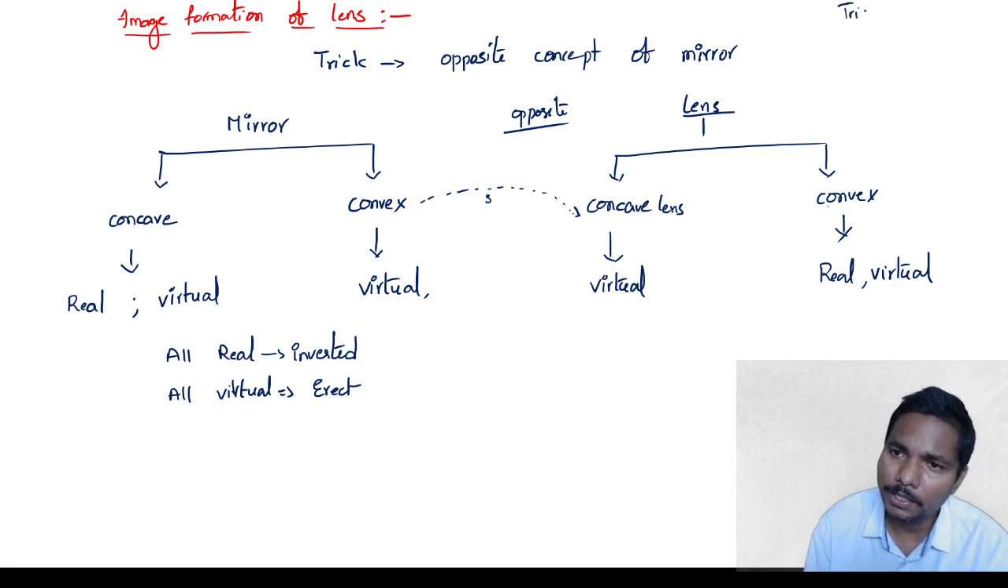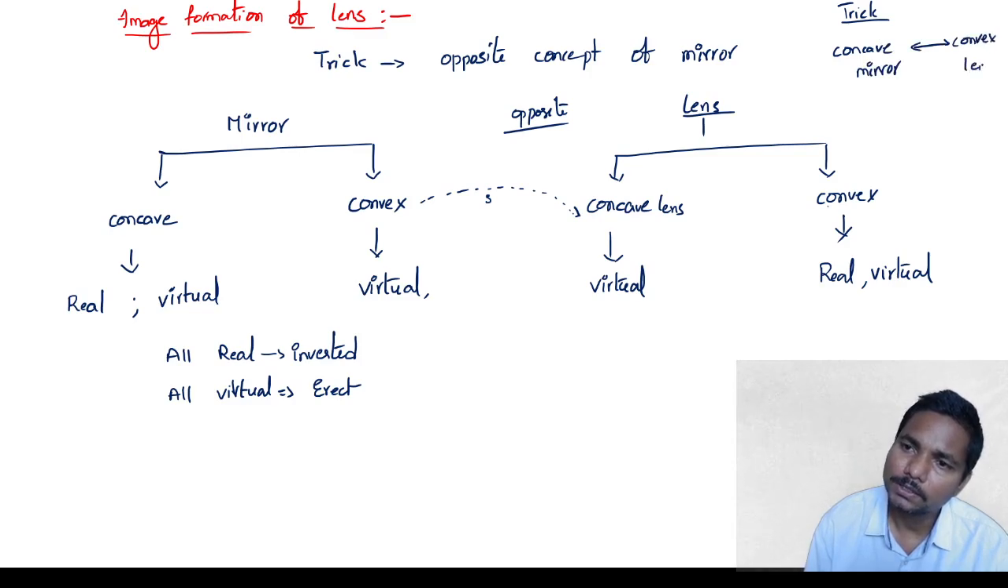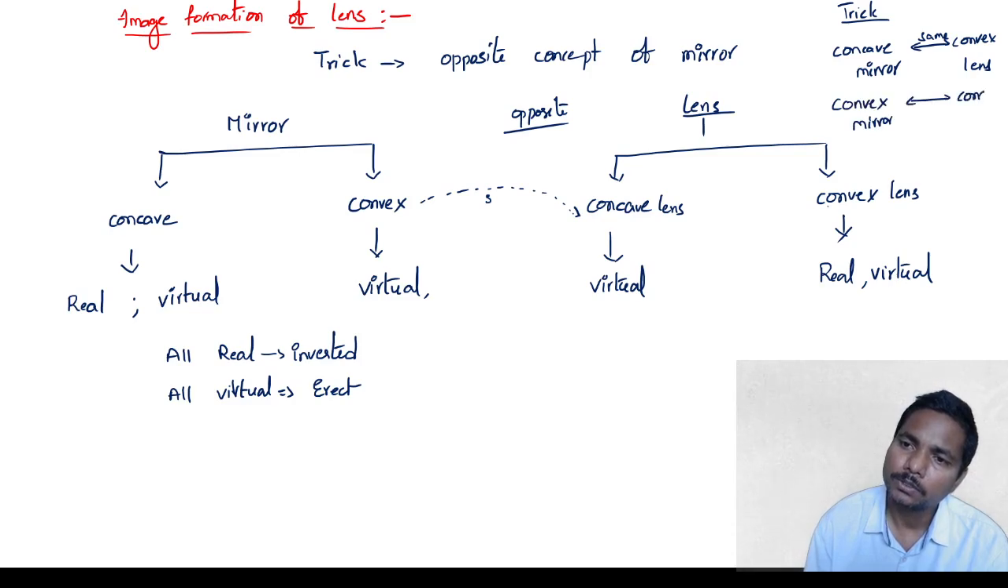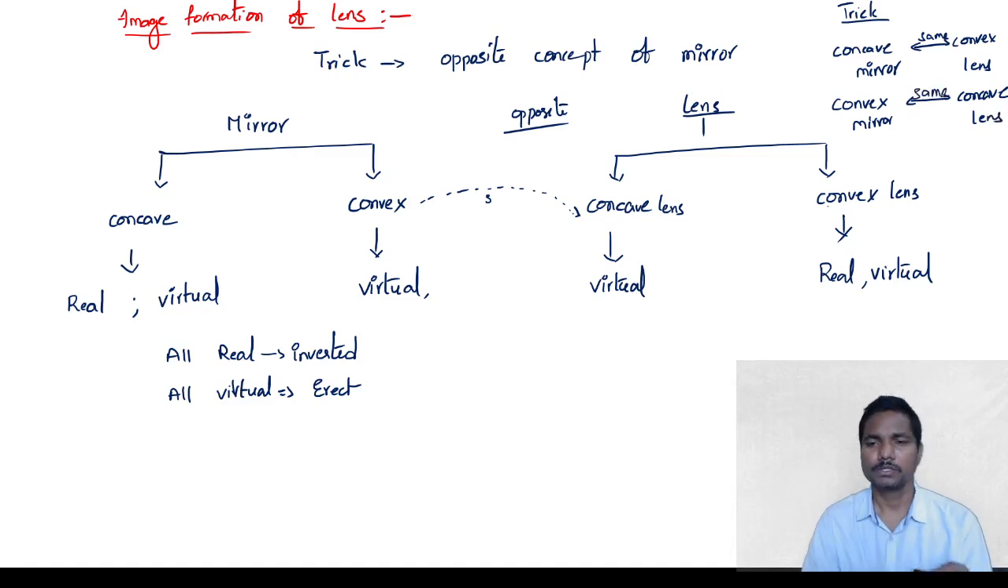So make a small trick here. The concept of the concave mirror is the same as the convex lens. Opposite principle, opposite are the same. In the same way, convex mirror concepts are similar to the concave lens concept. If you know that one, you can easily get the idea.